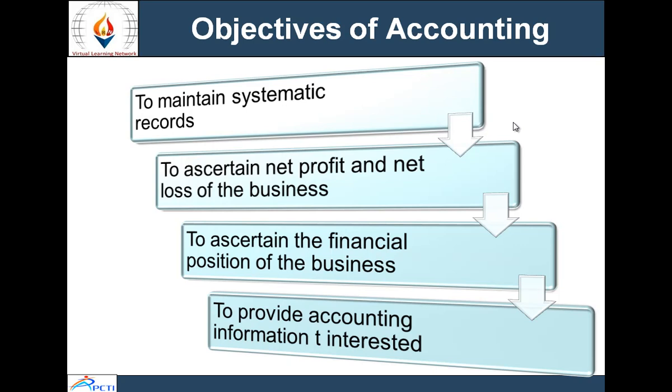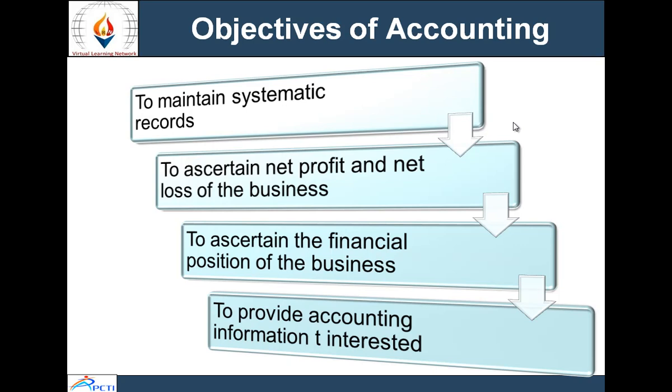Second is to ascertain net profit or net loss of the business. A businessman would be interested in periodically finding the net result of his business operations, whether the business has earned profit or incurred some loss. A proper record of all income and expenses helps in preparing a profit and loss account and ascertaining the net result of business operations during a particular period.